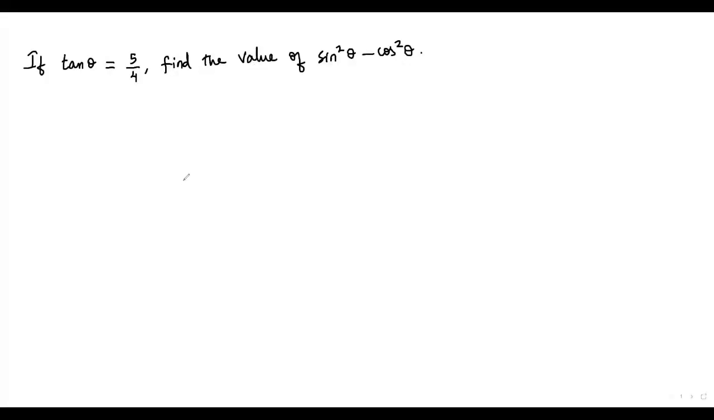Here we have a trigonometry problem. Okay, let's go to the question. If tan theta equals 5 over 4, find the value of sine square theta minus cosine square theta. Okay, let's consider the given value, that is tangent theta is equal to 5 over 4.